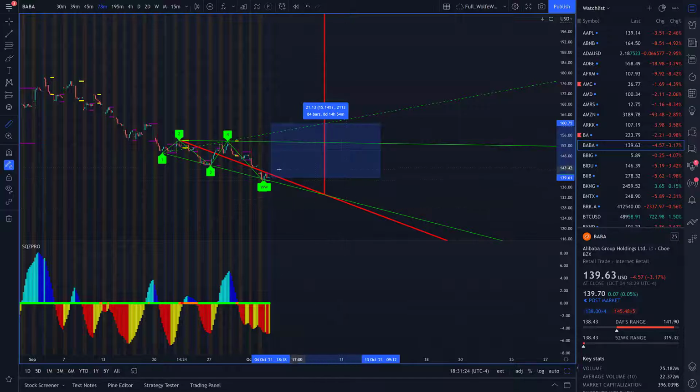Now, if you don't know, let's go back to this Alibaba. This Alibaba has nice risk and reward, 15%. But the setup is not that clean. You don't have a TTM squeeze, you have an awkward looking Wolfe Wave, but the risk and reward is good, and lots of gaps. So we don't have that high conviction.